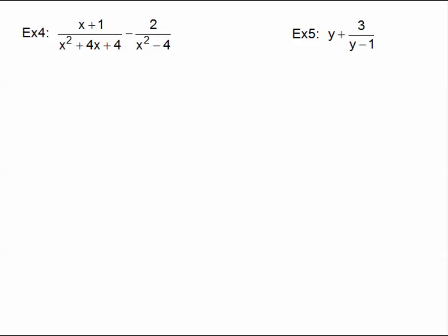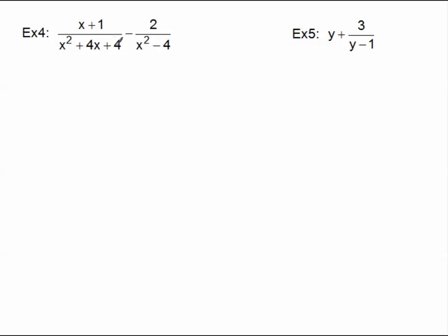Example number 4 in your notes is right here. We're looking to subtract these two fractions, and unfortunately I'm not able to do that right now because obviously their denominators are not the same. So I need to find the LCD. To find the LCD, I need to see all of the common factors in the denominator. And I don't see any factors yet. So that's what I need to do first.